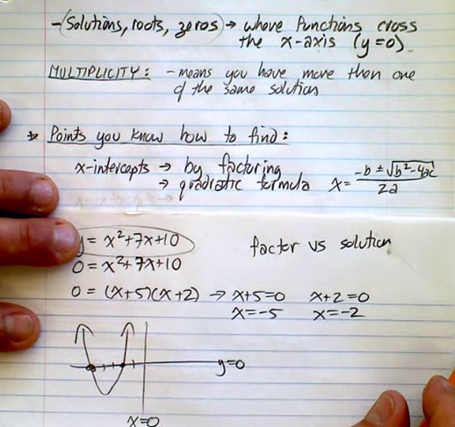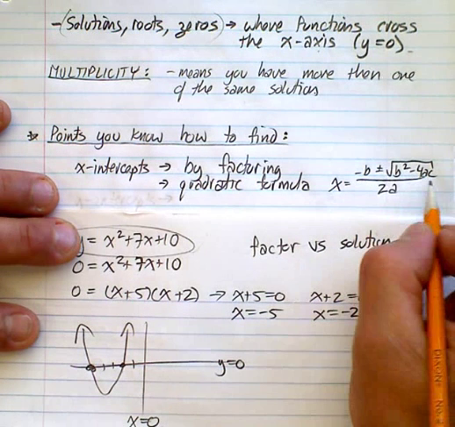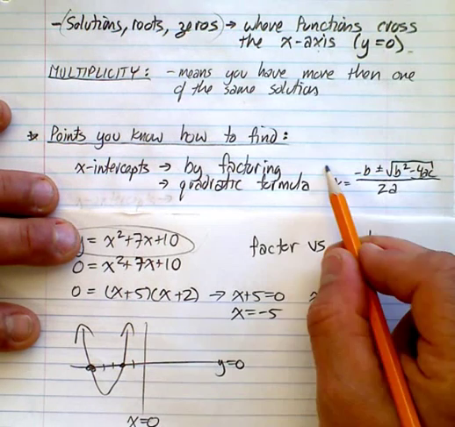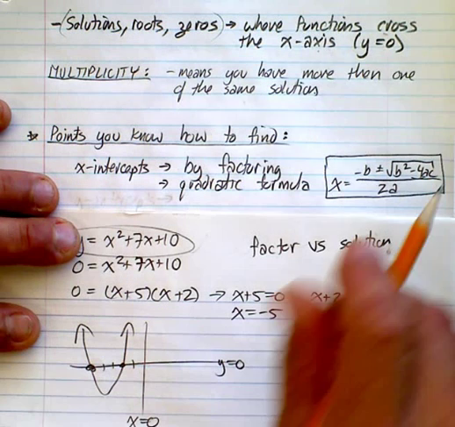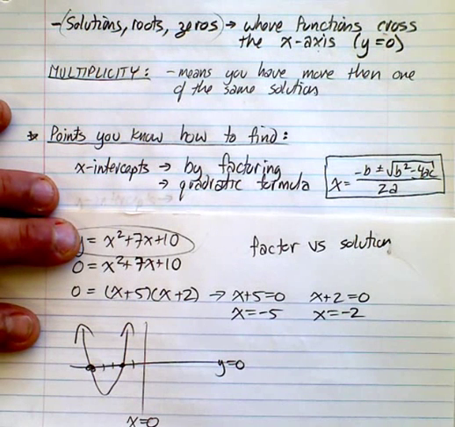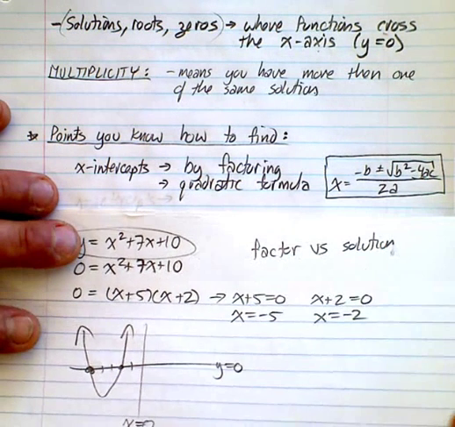Negative b plus or minus the square root of b squared minus 4ac, all over 2a. And if you don't know where the a, b, and c come from, then again, I highly suggest you look back at those grade 11 videos and remember how to use the quadratic formula, okay?